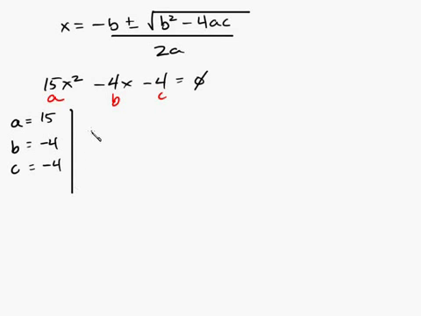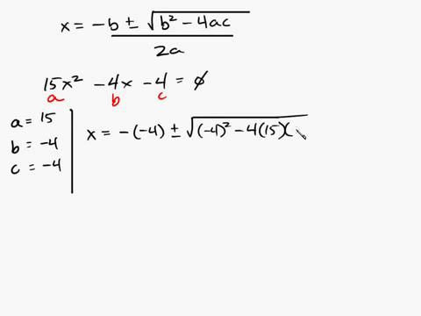Okay, so now make our little line here, and we're going to get x is equal to, let me see, negative b, so that's negative 4. Okay, you see how that works? Plus or minus the square root of b squared, so b is, again, negative 4 squared, minus 4 times a, which is 15, times c, which is negative 4. Okay, so if you need a calculator, go ahead and get one while I do this here.